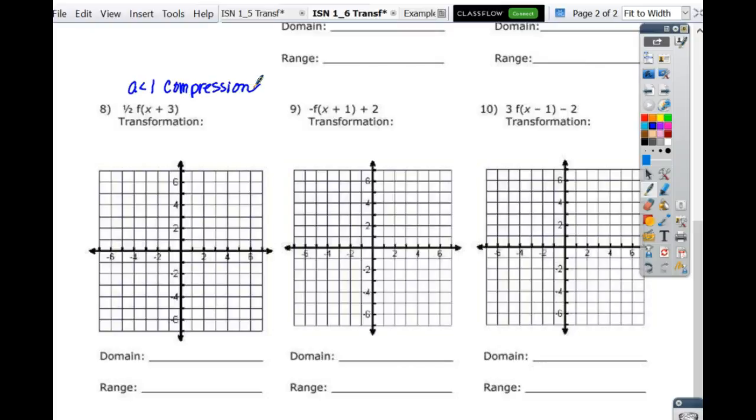So I'm going to multiply the Y times a half, and I'm going to subtract 3 from the X. So I'm going to have a compression of a half, and I'm going to go 3 to the left.